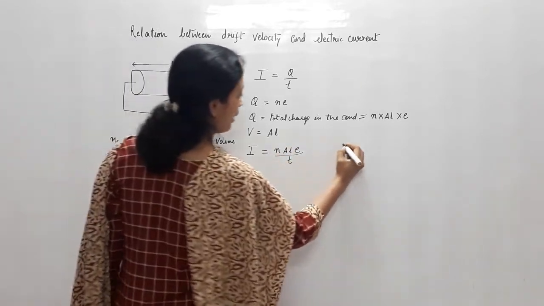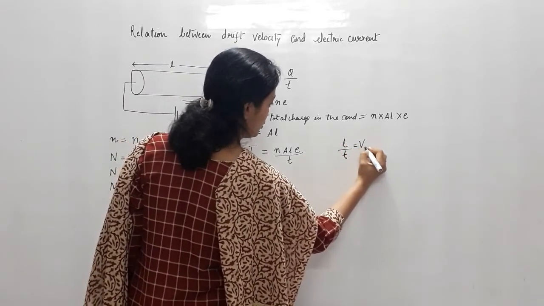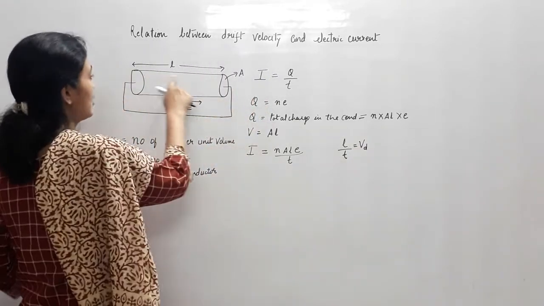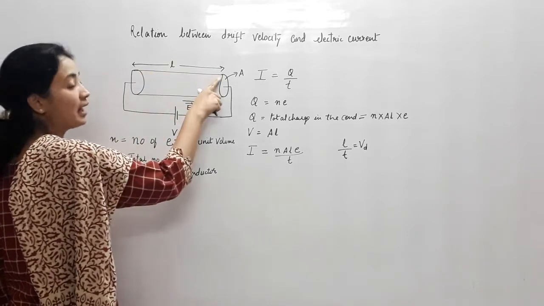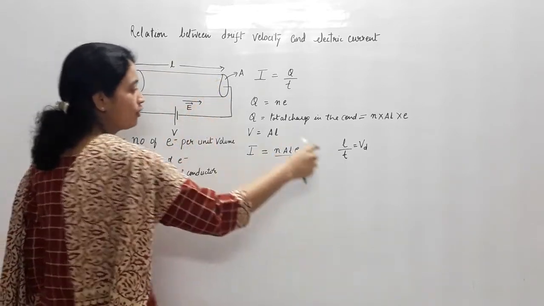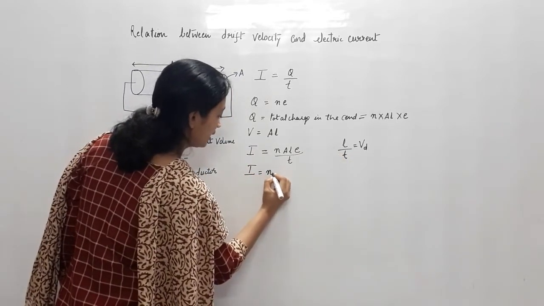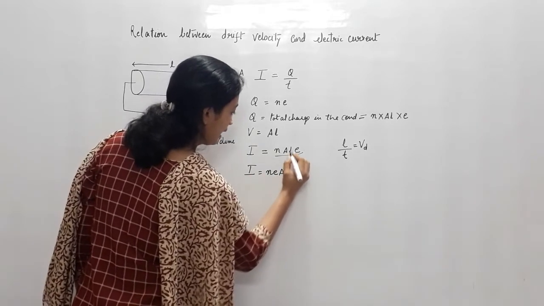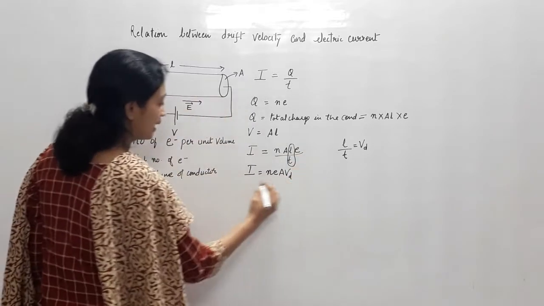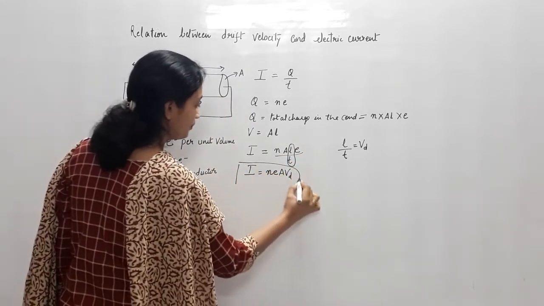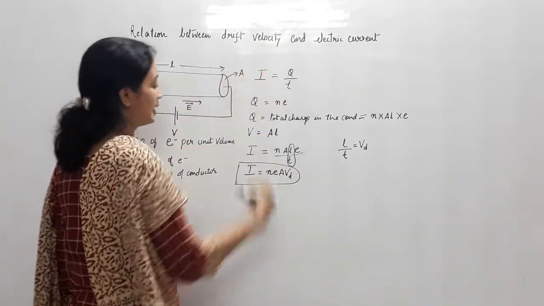Now this L upon T is nothing but drift velocity. It is the distance covered by the electrons in a given time. The electron travels from one end of the conductor to the other end in time t. So we write L by T as Vd. Replacing it, I get n e A Vd. So I is equal to n e A Vd. This is the relationship between drift velocity and electric current.